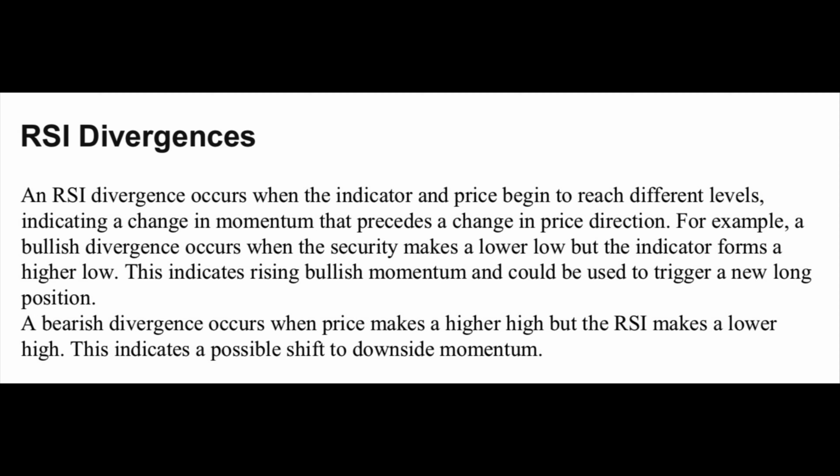Now, I gave you a bit of an overview of what a divergence is, but now I'm going to give you the textbook definition according to our PDF file that we have. An RSI divergence occurs when the indicator and price begin to reach different levels, indicating a change in momentum that precedes a change in price direction. For example, a bullish divergence occurs when the security makes a lower low, but the indicator forms a higher low. This indicates rising bullish momentum and can be used to trigger a new long position. A bearish divergence occurs when price makes a higher high, but the RSI makes a lower high. This indicates a possible shift to the downside momentum.